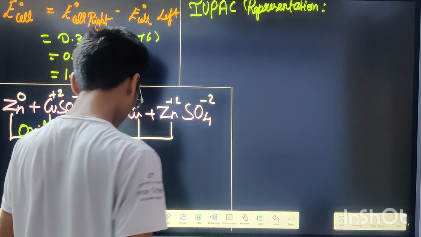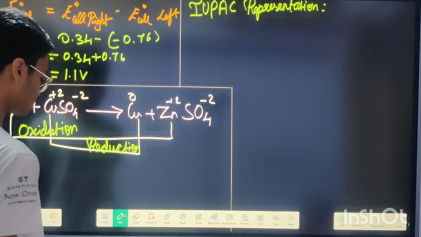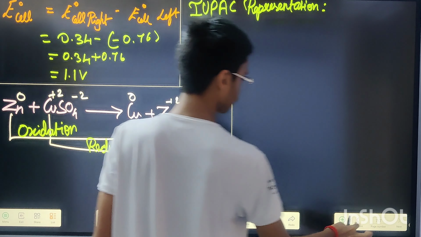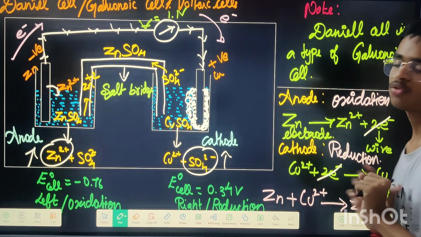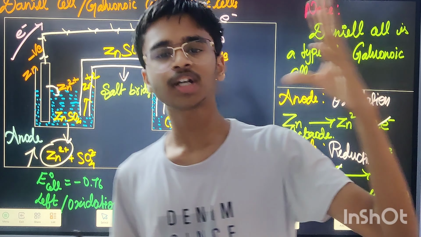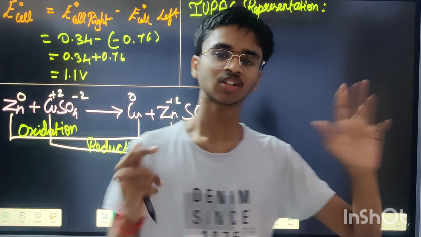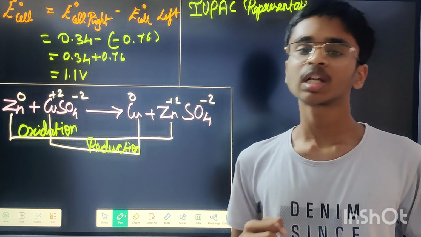Okay. So what is this IUPAC representation? Normally here, first you have to write the oxidation. This chemical reaction is there, right? But unfortunately, we cannot write that chemical reaction every time to say this is what is happening in this cell, this is what is happening in that cell. We cannot write it each and every time. So what IUPAC has done is they have given a representation.